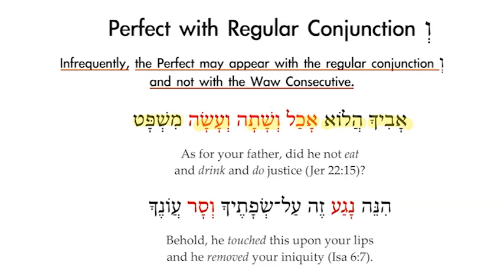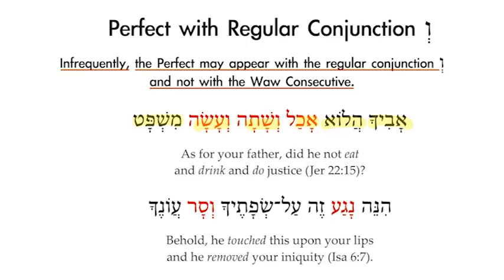Highlighted in red, you will see three perfect verbs. The first one, achal, the regular perfect, there's nothing prefixed to it. But then there are two perfect verbs that follow that, both 3ms, both prefixed with the conjunction. This is one of the environments, this short series of contiguous perfect verbs, where those verbs are not consecutive perfects. They're all regular perfects. Let's look at the second example.